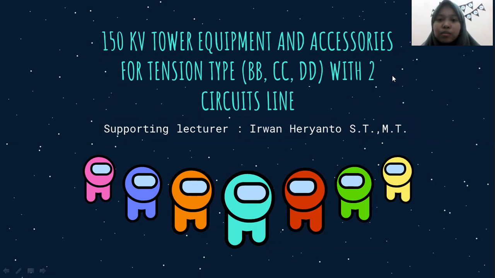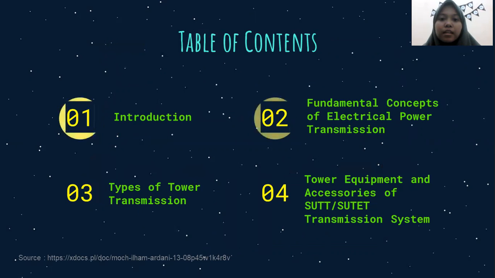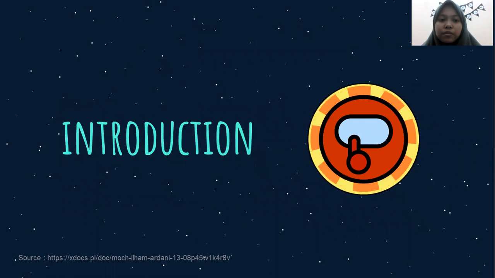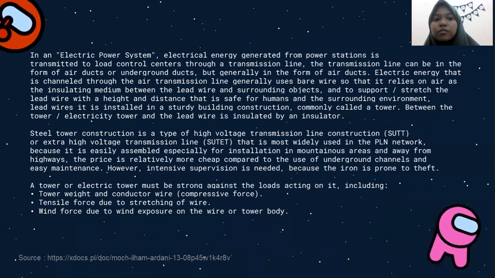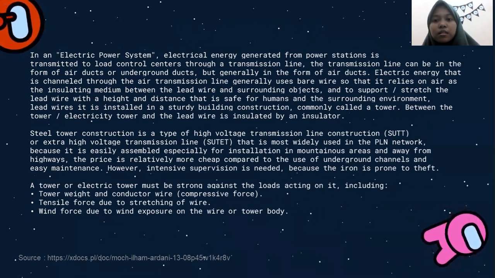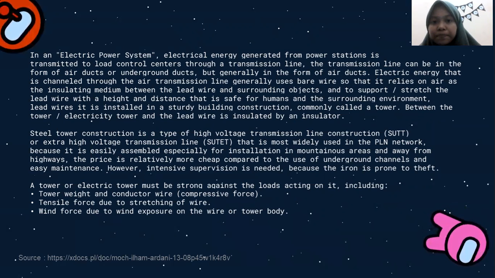BBCCDD with 2 circuit lines. There are 4 table of contents today of this presentation. First is introduction, second fundamental concept of electrical power transmission, third types of tower transmission. The last is tower equipment and accessories of SUTT or SUTA transmission system. Okay, number one is introduction. Introduction is about in an electrical power system.